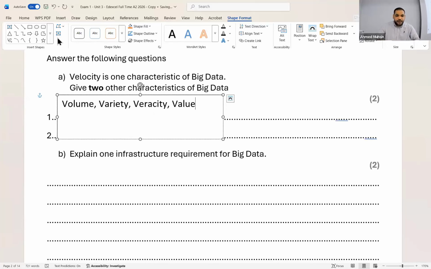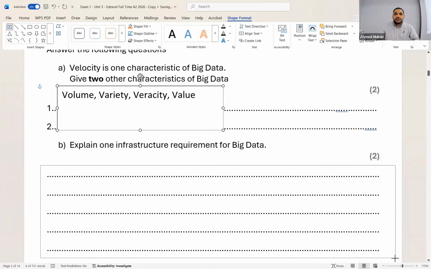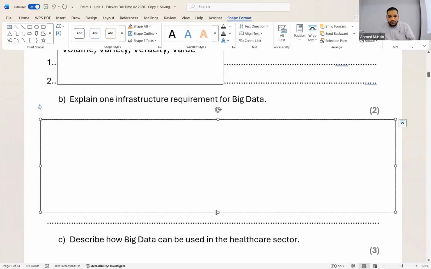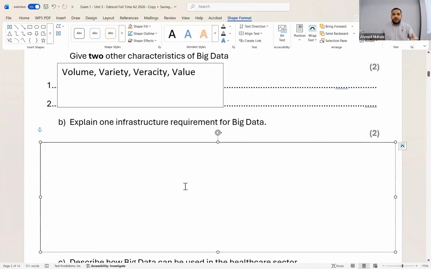Then everybody, when it comes to infrastructure for big data, everybody convert this paper into a revision paper for yourself. Okay, so we'll talk about all the possible answers here. When it comes to big data, guys, we're talking about massive volume, different variety. Okay, it's changing very fast. So you need to have the proper infrastructure to be able to handle it, to store it, to process it. So what would your infrastructure requirements be?